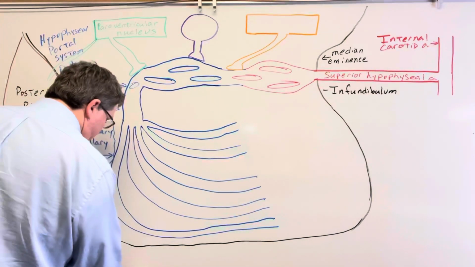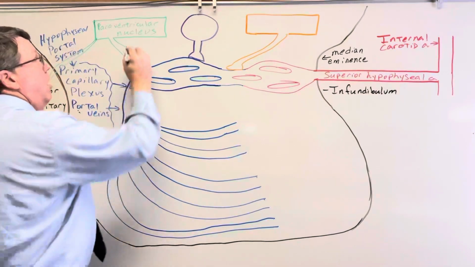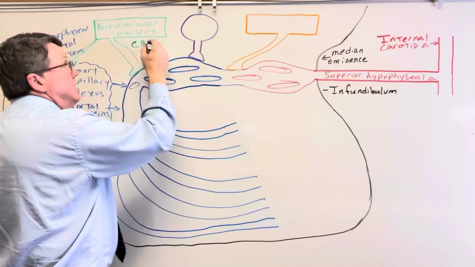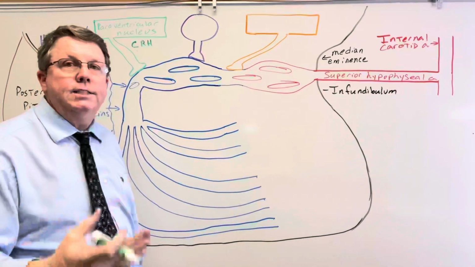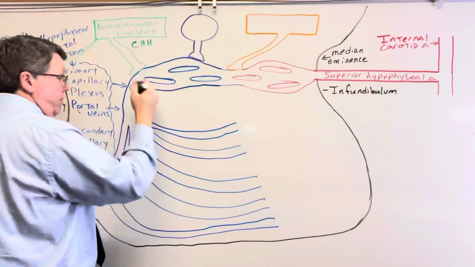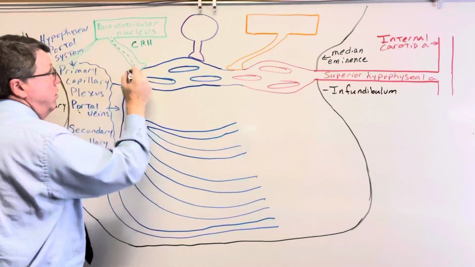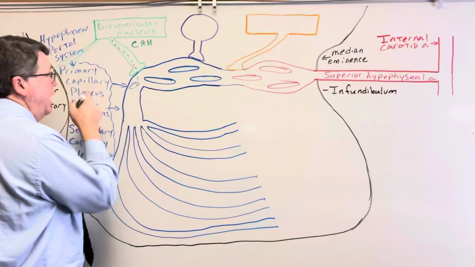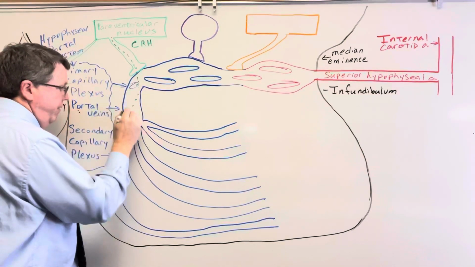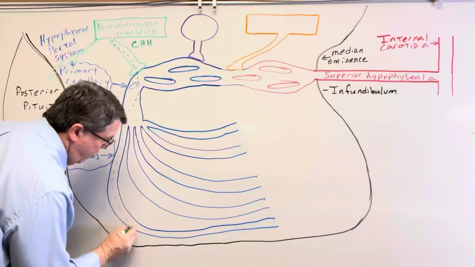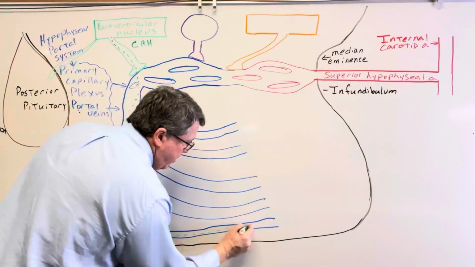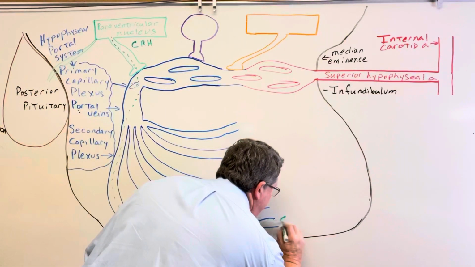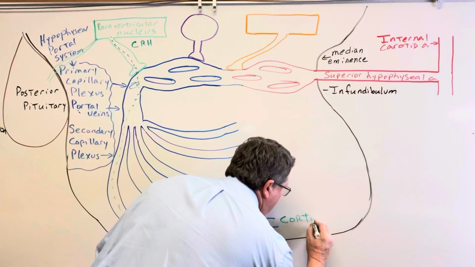And the first one it's going to supply is what we call CRH, corticotropin releasing hormone. Okay, corticotropin releasing hormone. So corticotropin releasing hormone is going to come out of our paraventricular nucleus, enter into the primary capillary plexus, go through the portal veins, and then into this secondary plexus right here. And then what it's going to do is it's going to come down to a cell called a corticotrope.